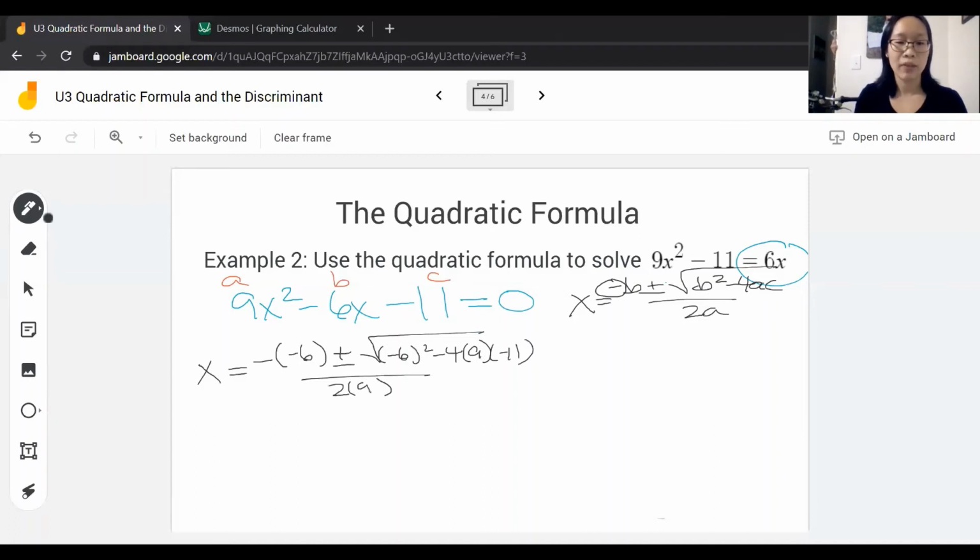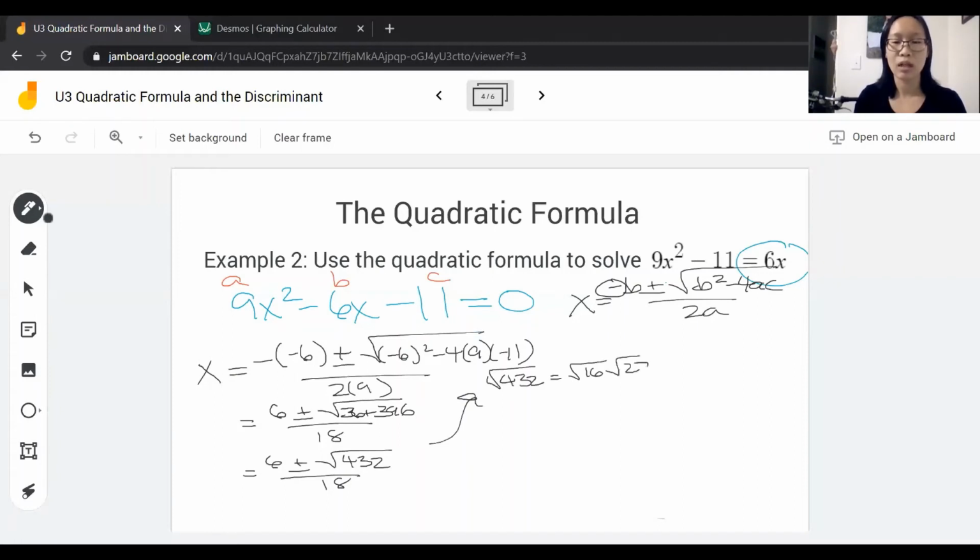This simplified is 6 plus or minus the square root of 36 plus 396 over 18, which is 6 plus or minus the square root of 432 over 18. I can rewrite the square root of 432 as the square root of 16 times the square root of 27, and I see another perfect square in my 27, and that's 9 times 3. When I simplify this further, my square root of 16 is 4, my square root of 9 is 3, and I'm left with 12 times the square root of 3.